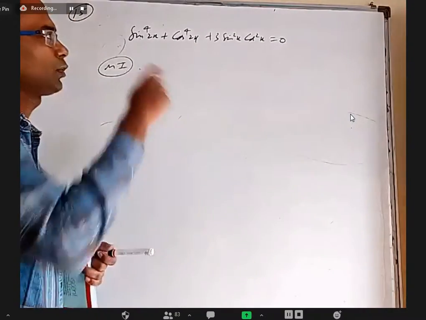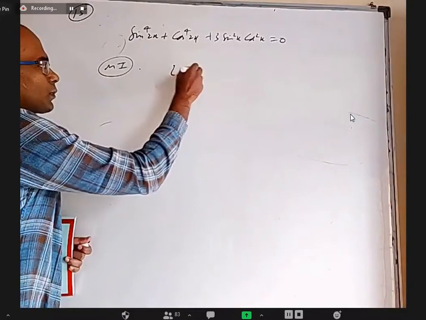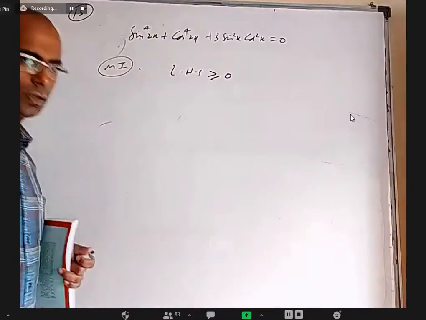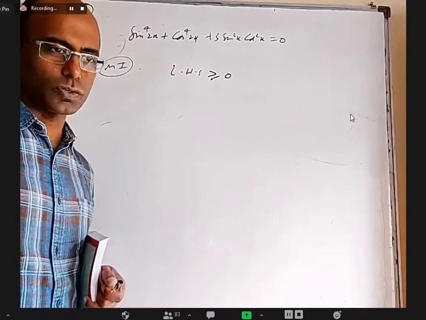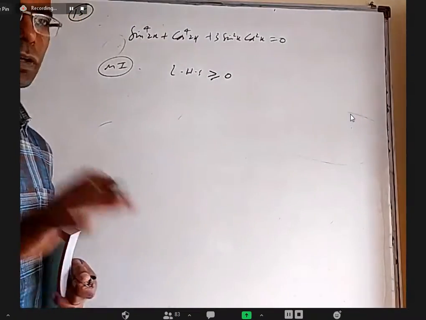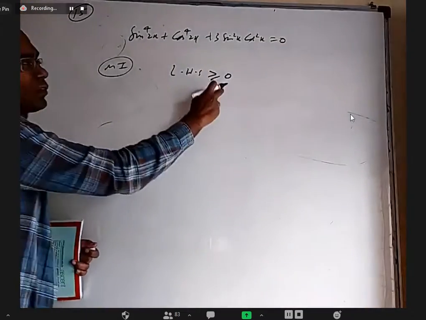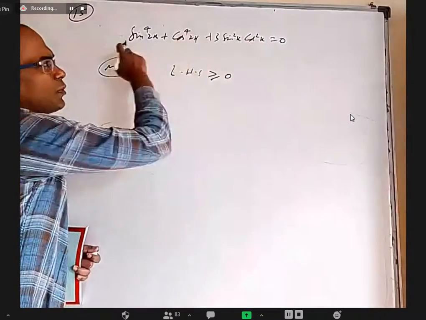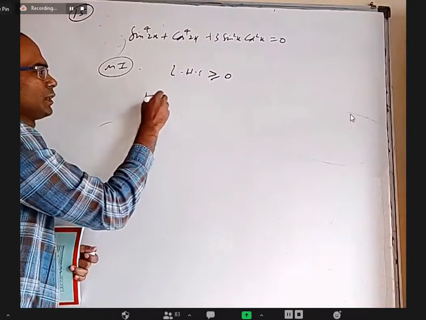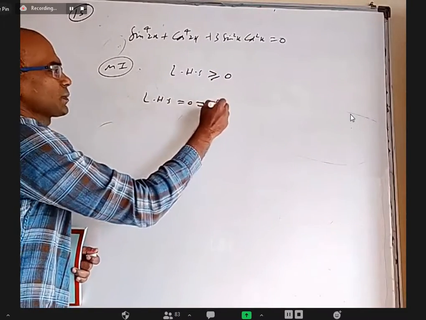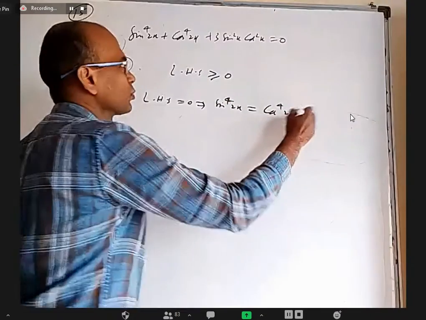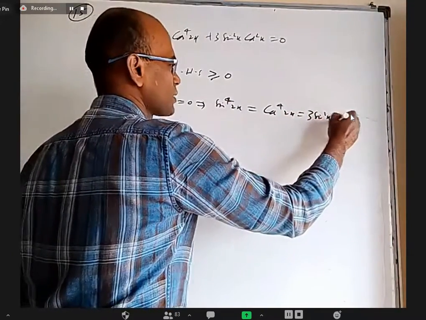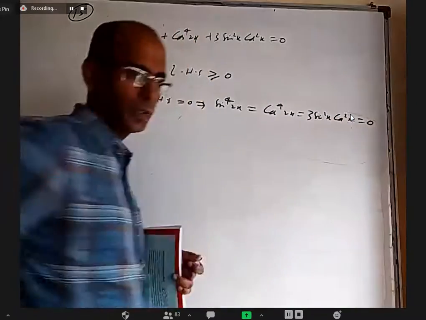Then the total LHS is greater than or equal to 0. It's also based on extreme value basically. LHS range is greater than or equal to 0. Maximum value also may be there, but I'm not talking about minimum value. If it is greater than or equal to 0, then equal to 0 is possible only when all are equal to 0. So LHS equal to 0 implies sine power 4 2x equal to cos power 4 2x equal to 3 sine square x plus cos square x should be 0, which is not possible.